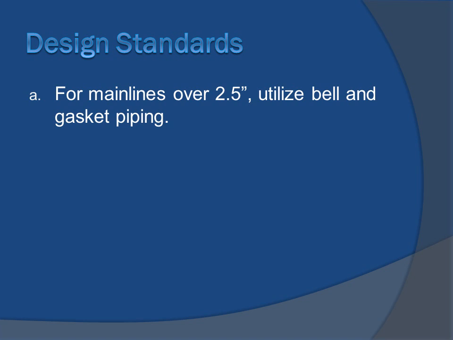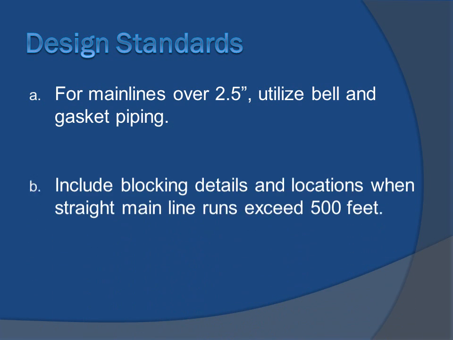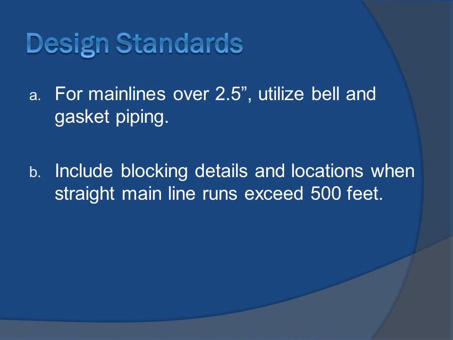For main lines over 2.5 inches, utilize the bell and gasket piping. It looks like a bell, and then there's a gasket inside, and that's if it's 2.5 inches. That's the main line. That's a big pipe, though. I hate putting together 2-inch and 3-inch main lines. Whew. Talking about a hard day of work. Include blocking details and location when the straight main line runs exceed 500 feet.